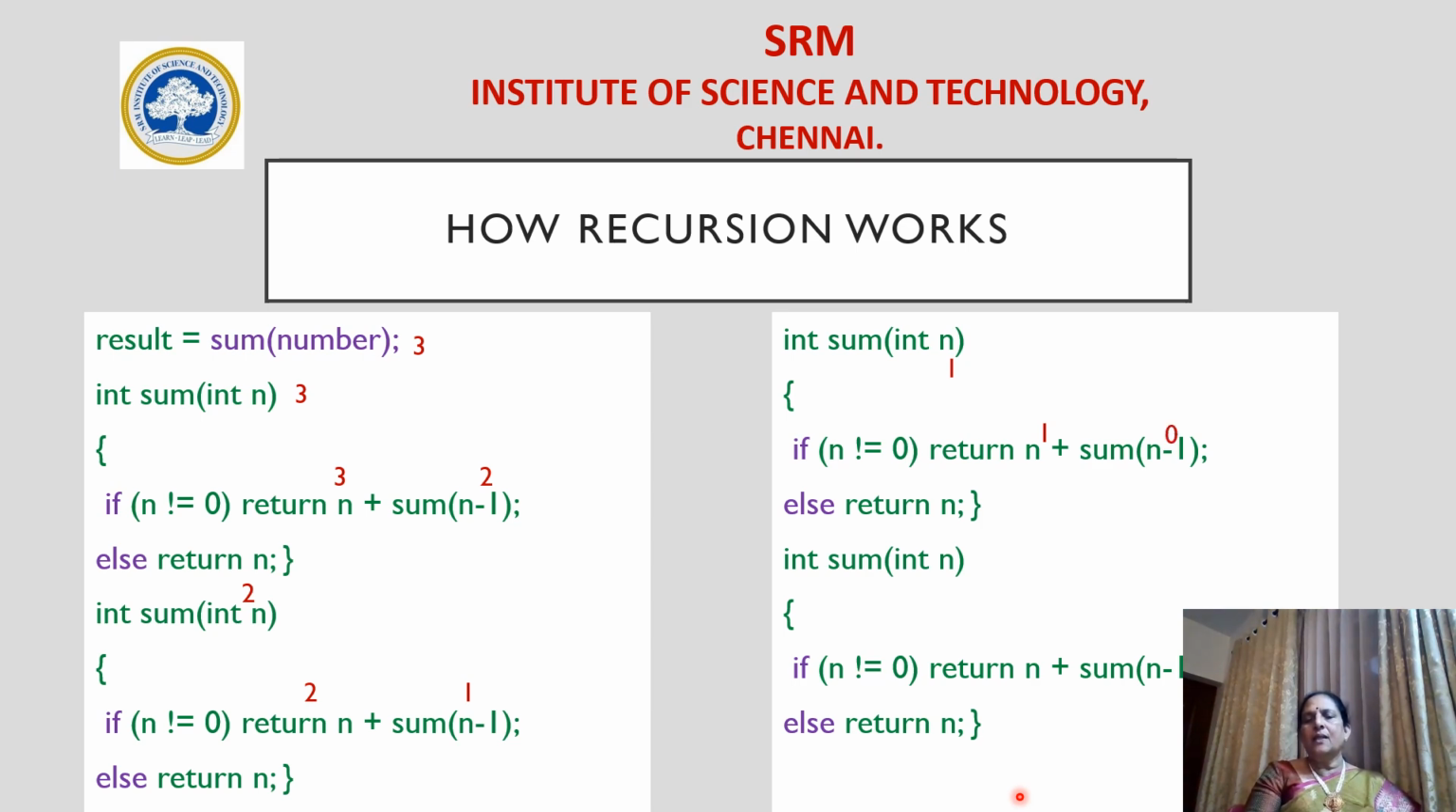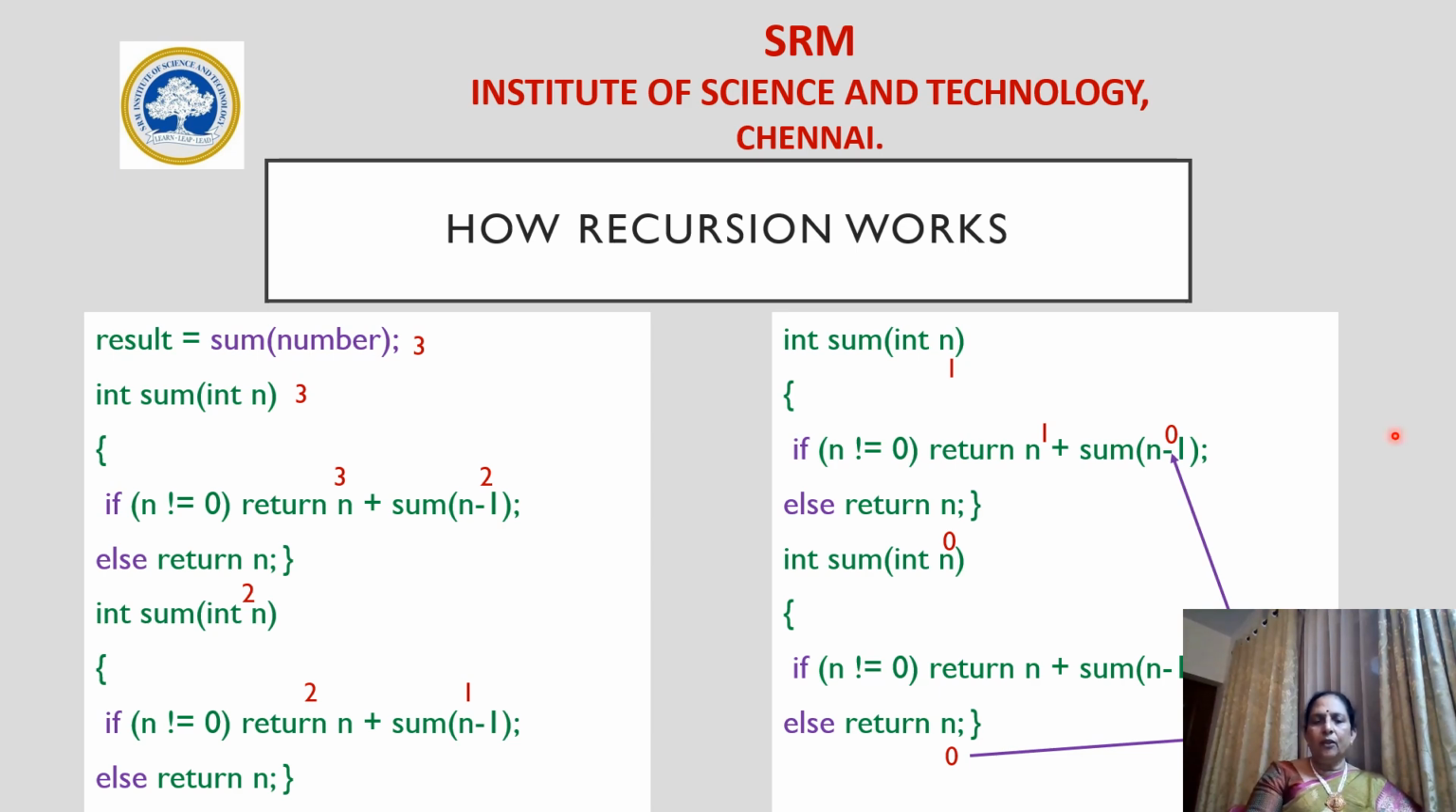Sum is invoked with a value of 0. Now we are again going into the function sum. It checks whether n is not equal to 0. No, it is equal to 0, so it goes to the else part and returns the value 0. So this value gets returned here, and 1 plus 0 gives us the result to return.